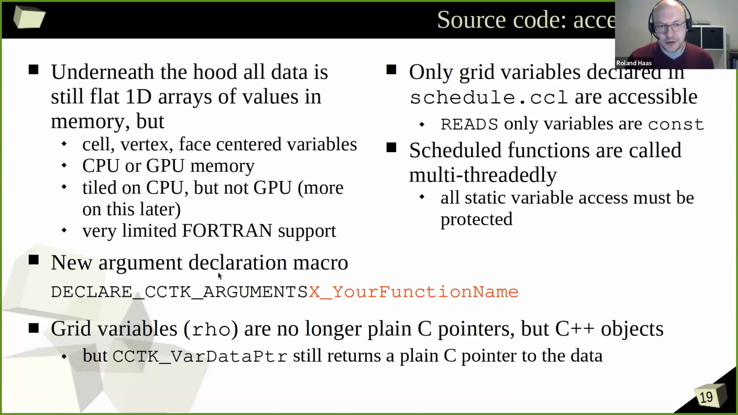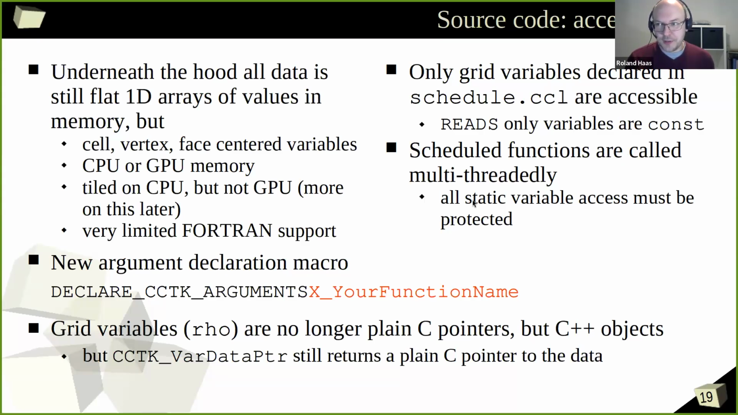We use a new macro to declare things: declare CDK arguments X, and then the name of your function. That's inherited from the Cactus infrastructure where there was no X; now there is an X. This means that the grid variable that you see in your source code, for example, row, is no longer a plain C pointer, but a C++ object. Also, only variables that you declare in scale.ccl are accessible. That comes from Cactus. And your scheduled functions are now being called in a multi-threaded manner.